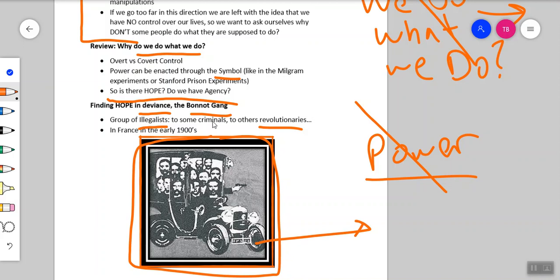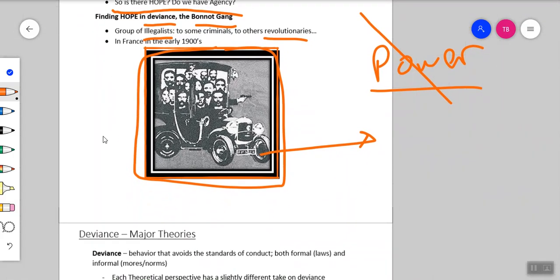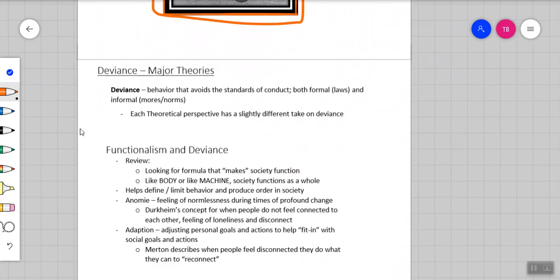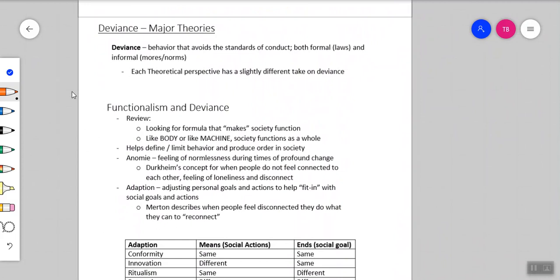As we start thinking about this, how does this give us hope as far as society changing? Can we look at the idea of deviating from social norms to change things? A little bit further down then, deviance. Deviance, simply, this is the main term we'll be looking at, is behavior that avoids the standards of conduct, both formal and informal.